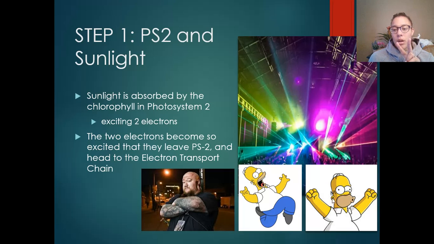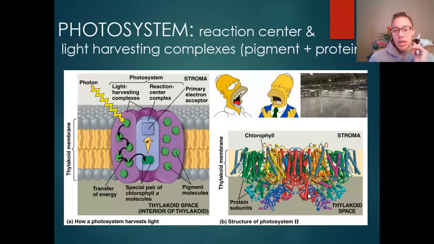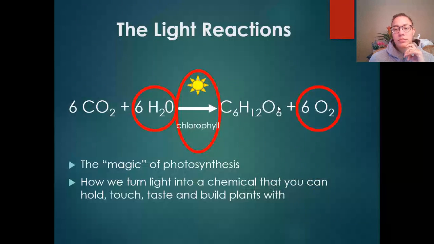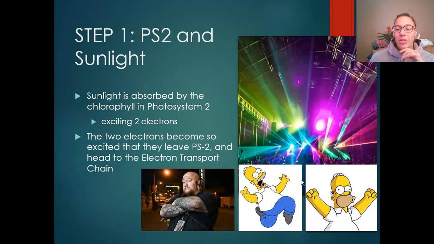So here's my Homer that has been excited, which is different from the previous slide, where he was fast asleep. He was not energized. He's my electron molecule. Now he's pumped up because light energy has been absorbed in the chlorophyll of his pigment molecules here. So now the two electrons are pumped up. They're in that photosystem causing a ruckus.